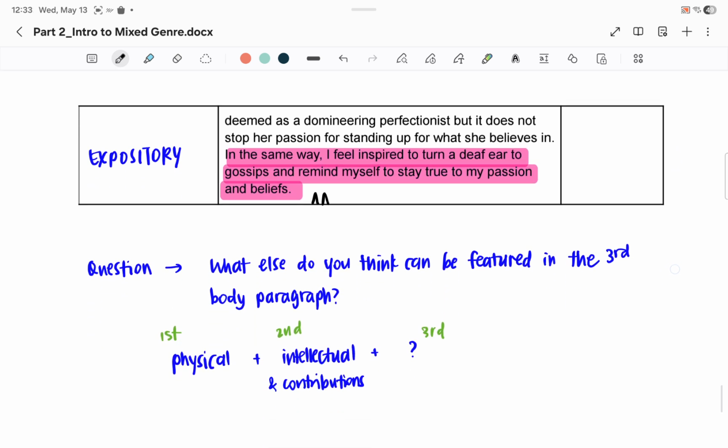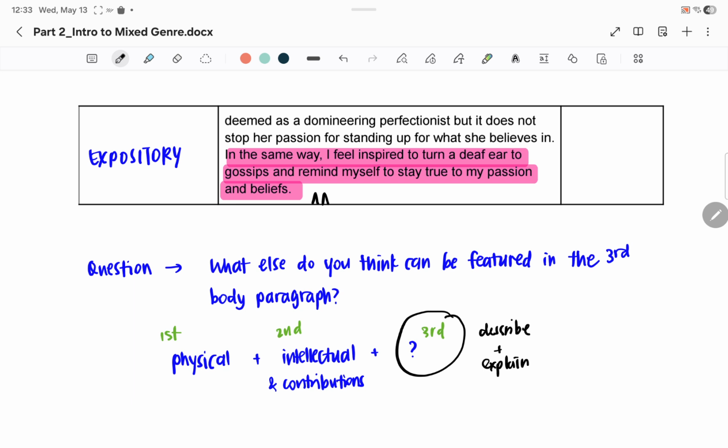Okay, then one question that I want you to think about is, what do you think can still be featured as the third body paragraph? So far we have 2 key things and 2 explanations, but for a good essay, right, you will try to give at least 3 points, so that there's enough scope for discussion also. Okay, so if you were to talk about the third one, what would be featured in the third body paragraph as you describe it and you explain it as one paragraph? What would you feature about a person?